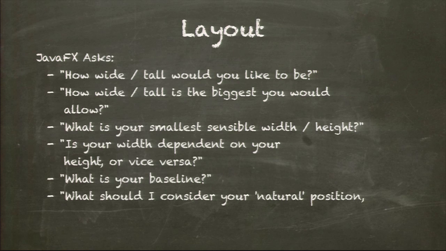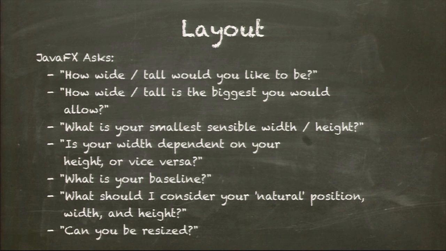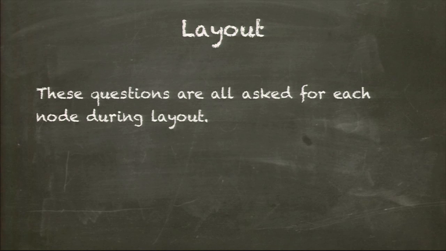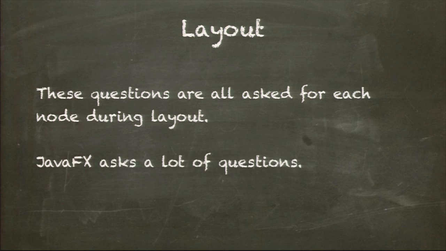What should I consider your natural position, your natural width and height? Like if you're a text node, you're not at 0, 0, you're at 10, 10 or something, I don't know, but what's sort of your natural layout bounds position? I'll take that into account so I can put you where you need to be. Oh, by the way, can you be resized or not? These questions are asked for every node during layout. We're asked all these things at least once, sometimes 20 times. I mean, it's out of control. And we ask a lot of questions.